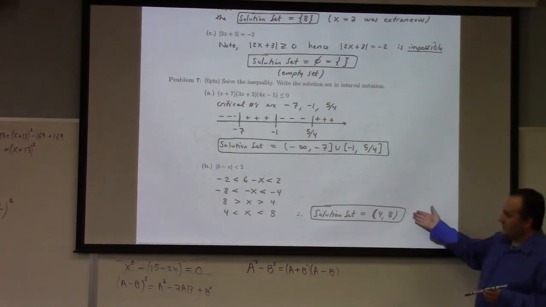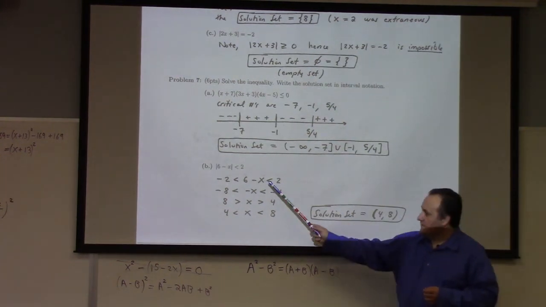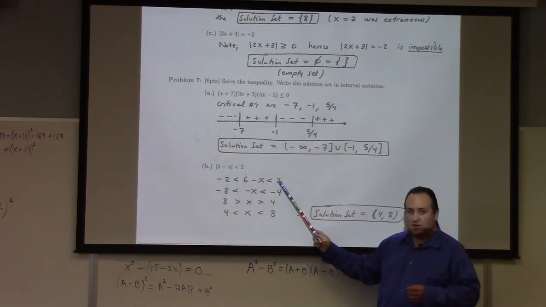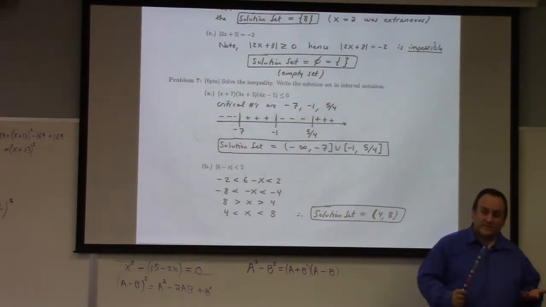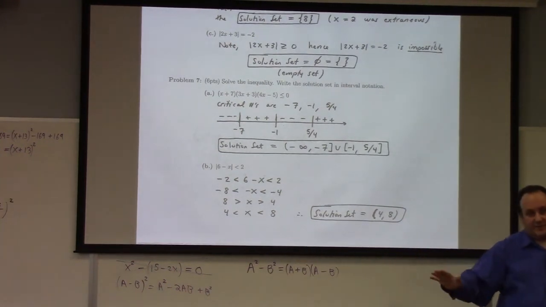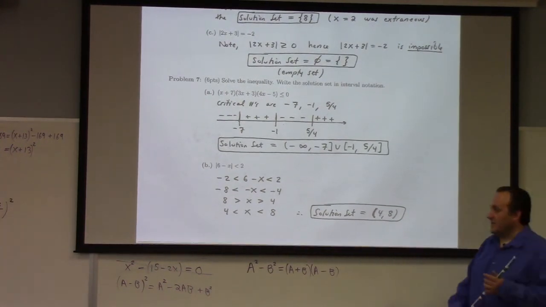So this one here, this is less than, so we can unfold it. Minus 2 less than 6 minus x less than 2. A lot of you made this problem way harder than this. You've got like a paragraph worth of stuff. I don't know what you're doing, but you don't need to do it that way.